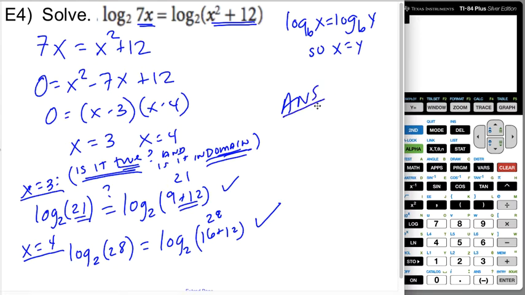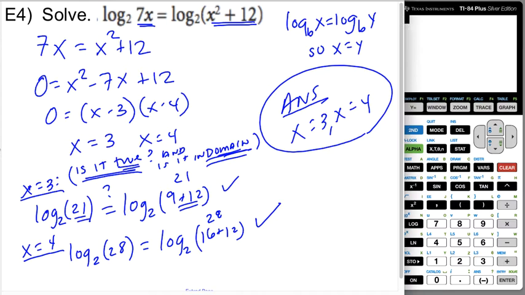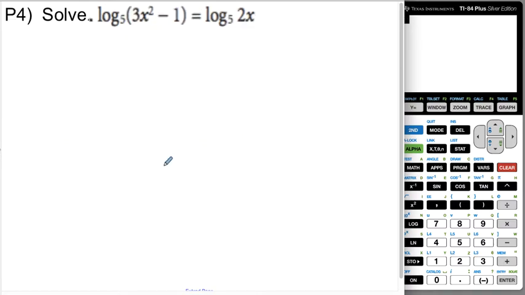So my answers are x equals 3 and x equals 4. There are no extraneous answers. Sometimes an answer will be extraneous. All right, so go ahead and try P4.